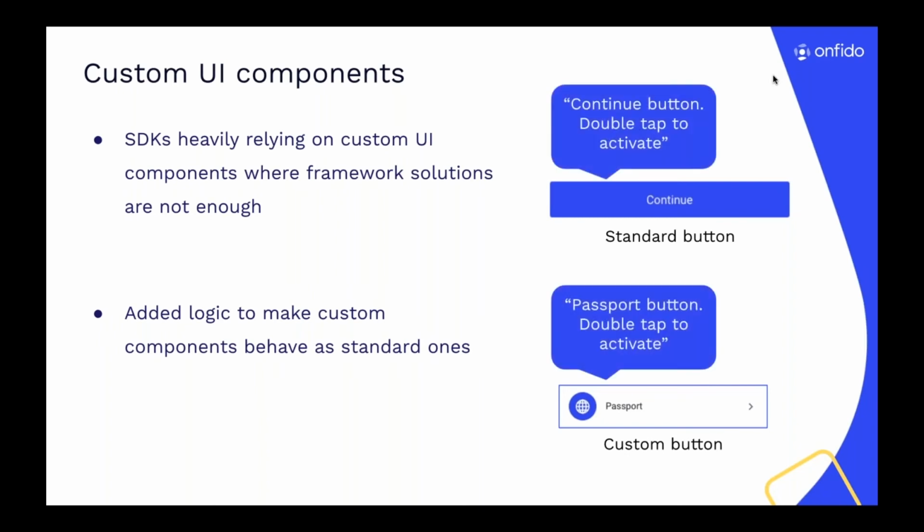Also, as Charlotte explained before, when working with custom components, we also need to add some logic to make them behave as if they were a standard one. Following this example, when the device screen reader is enabled, the top button will be by default read as "Continue, button. Double tap to activate." On the other hand, the bottom component by default will be read as "Passport only", because it's the only piece of text present in this layout. This said, we had to add some logic to make it be announced as "Passport, button. Double tap to activate", making sure all users understand that this is actually a button.